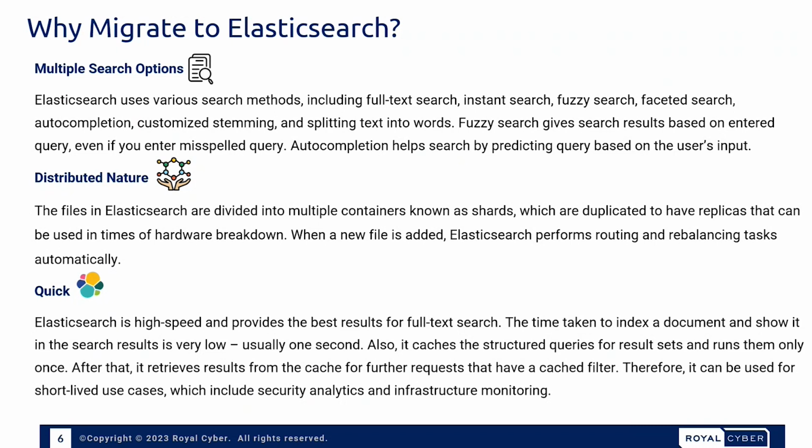It's really quick. Elasticsearch is high speed and provides the best results for full text search. The time taken to index a document and show it in the search result is very low, usually 1 second. Also, it caches the structured queries for result sets and runs them only once. After that, it retrieves search results from the cache for further requests that have a cache filter. Therefore, it can be used for short-lived use cases, which include security analytics and infrastructure monitoring.